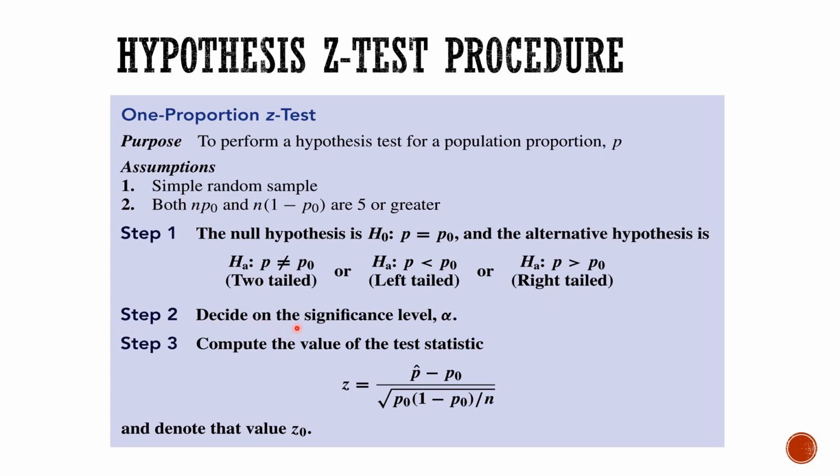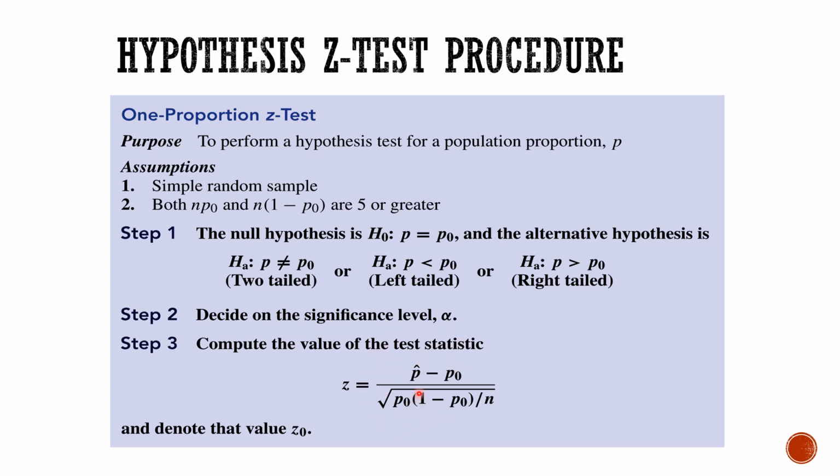In step 2, we have to decide on the significance level alpha. In step 3, we have to, of course, compute our test statistic using the formula p hat minus p sub 0 divided by the standard deviation formula for proportions, which is the square root of p sub 0 times 1 minus p sub 0 divided by n. So this corresponds to the formula that we used for our one population mean.